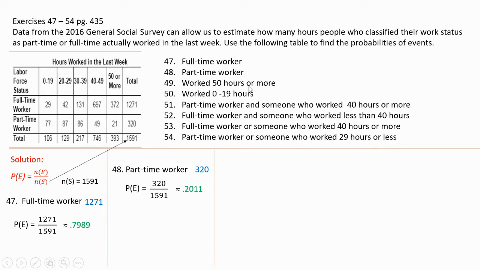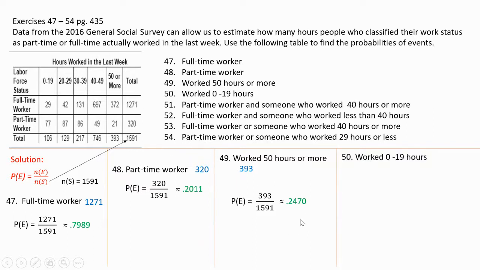Number 49, work 50 hours or more. So let's see here. 50 hours or more will be this portion here. So it's going to be 393. We go down here. So 393 over the sample space. Use your calculator, so it'll be 0.247 approximately. Let's see, number 50. Work 0 to 19 hours. So 0 to 19 hours, it's going to be 106 over the sample space. Then use your calculator, and it's going to give you approximately 0.0666.